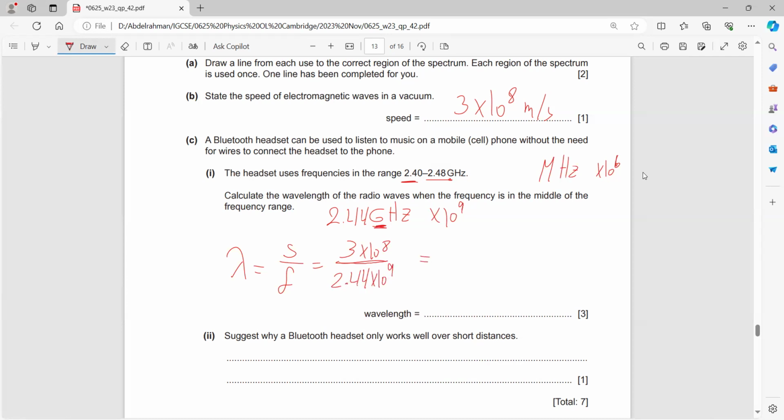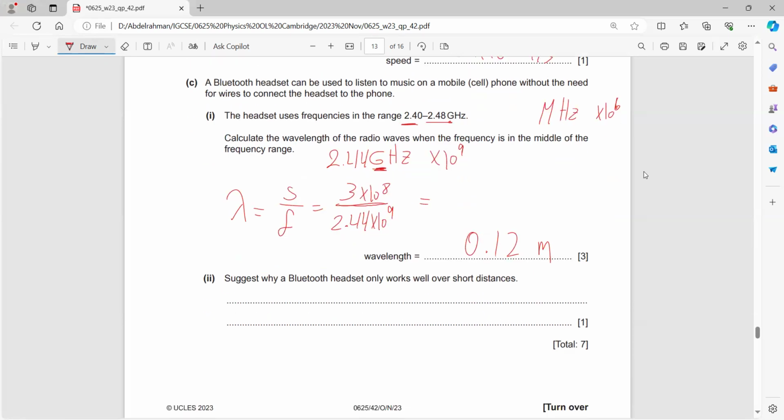This will give me a wavelength of... Can someone calculate it? 0.12 meters. Suggest why a Bluetooth headset only works well over short distances.